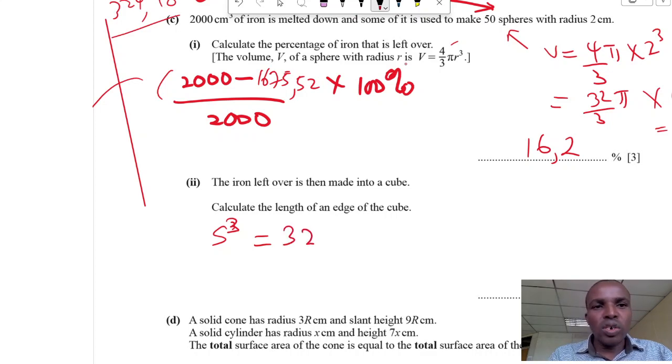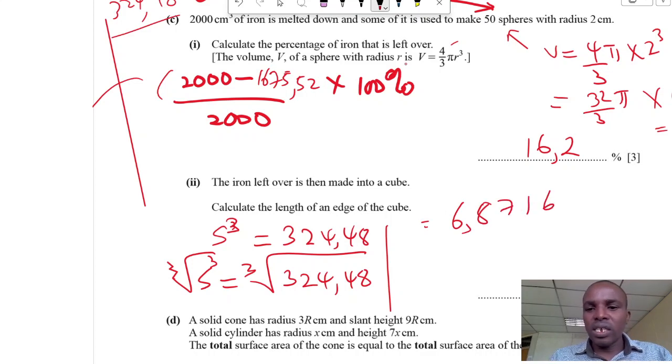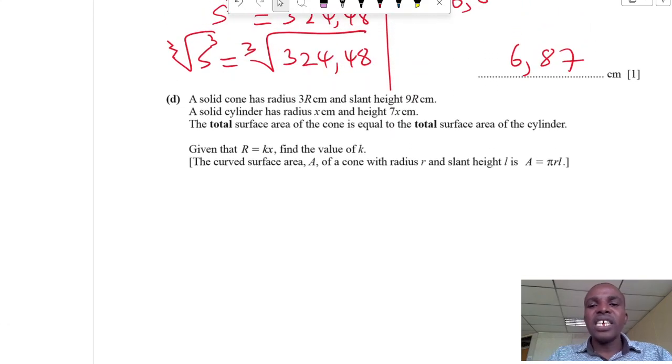So it's 324.48. Then it will be S. Put the cube root on both sides. Cube root to remove the cube. So you get what here? Cube root of 324.48. You get 6.8716. To 3 significant figures is 6.87. Done. Right, next, a solid cone is radius 3r centimeters and slant height 9r centimeters.